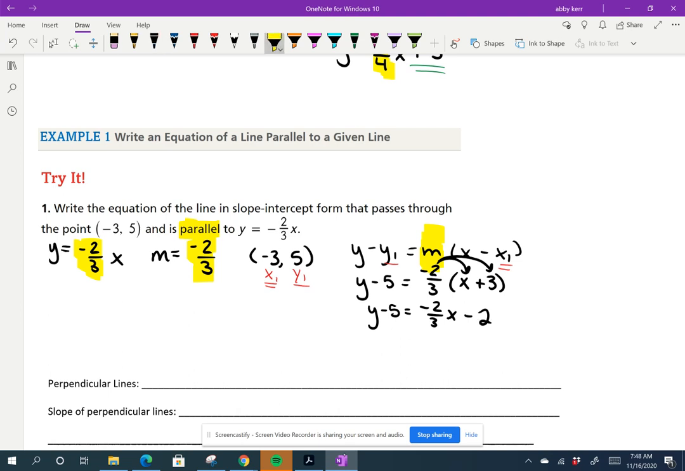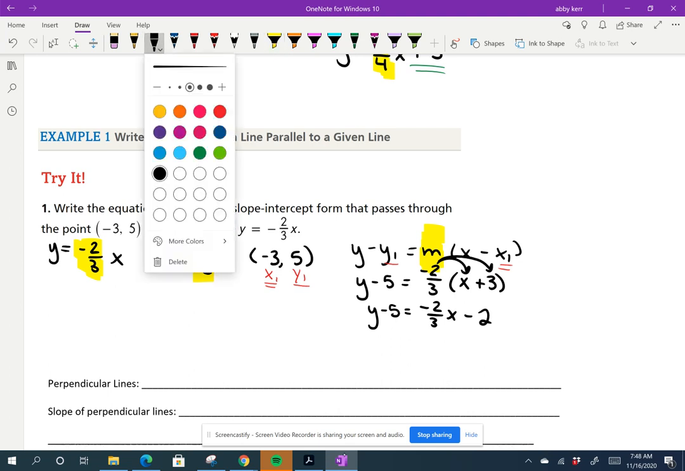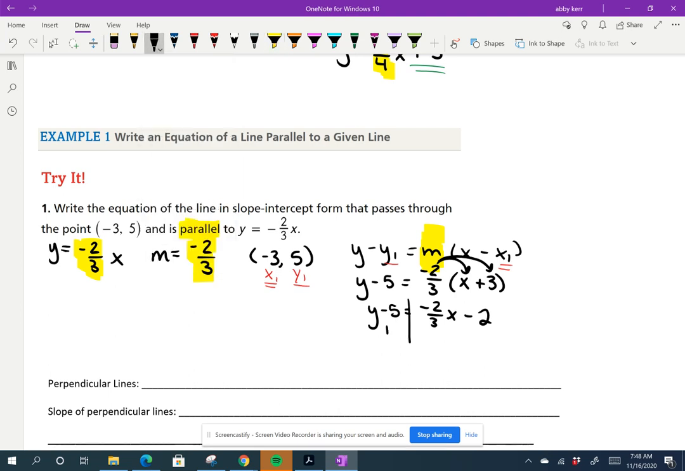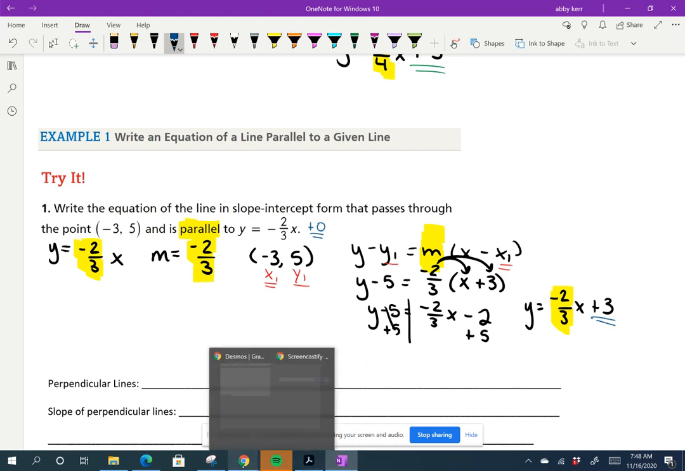So double check. We know that we have one more step to do. We're going to add 5 to both sides. So then we have y equals negative 2/3 x plus 3. So we have our slope, that's the same because they said parallel. And then if you look at our y-intercept, it's a plus 3. And this is really a plus 0. So we're going to have parallel lines.